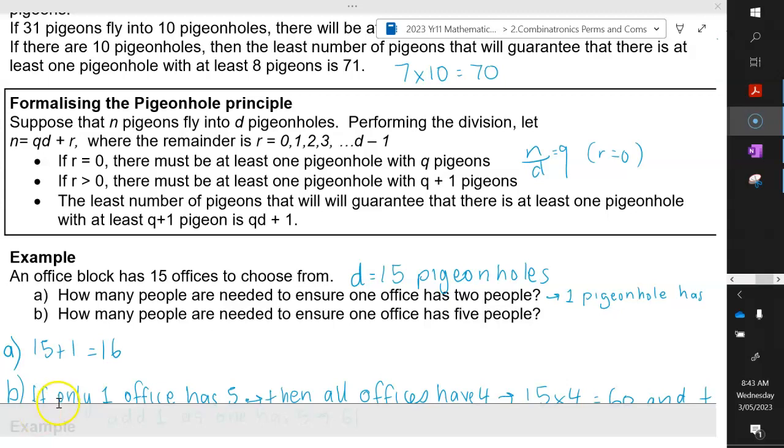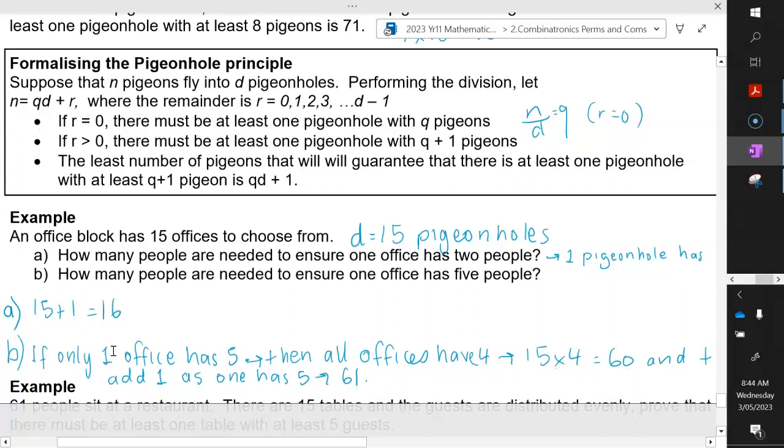Okay, so if one office has 2 people, we want to think first of all, well, there's 15 offices or 15 pigeonholes, and we're going to put one person in each of those offices or pigeonholes. So we're going to have 15 of those filled. One of those is going to have 2 people. So I need to pop an extra person into one of those. So I'm going to get an extra than 15. So I'm going to have 15 plus 1, which is 16. So that's as easy as that's going to be for us. That's quite simple.